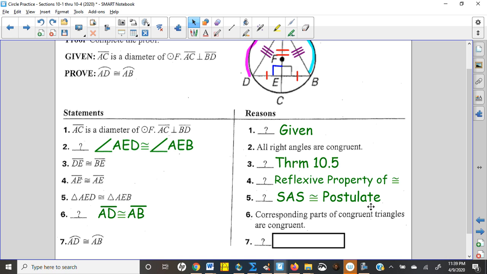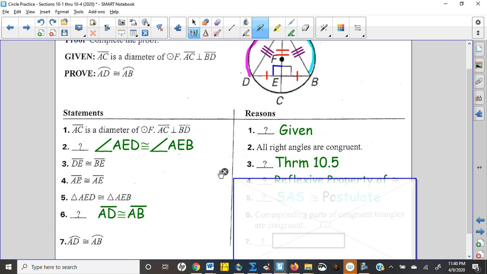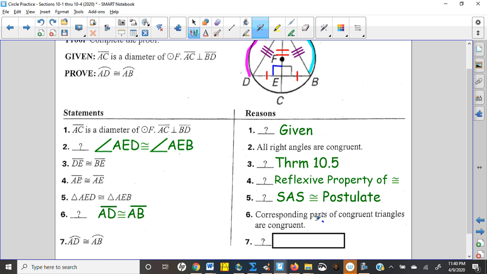Okay, they spelled it out. We don't need to do that. We can just call it CPCTC.